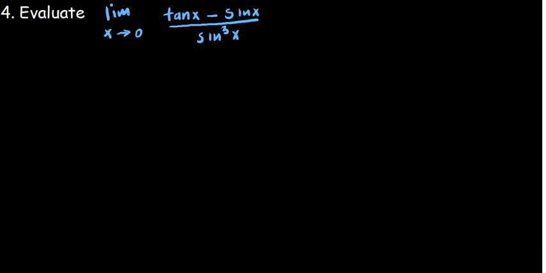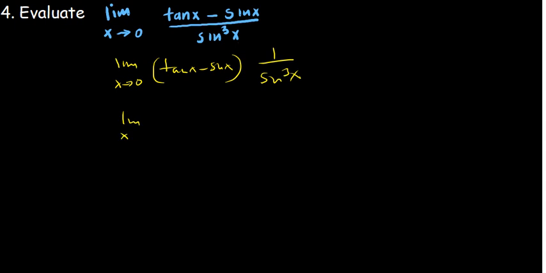Now we want to evaluate the limit as x approaches 0 of tan of x minus sine of x divided by sine cubed x. This is the same as the limit as x approaches 0 of tan of x minus sine of x, which I can now write as multiplied by 1 divided by sine cubed x. So this will give us a limit as x approaches 0. Tan can be written as sine of x divided by cosine of x, minus sine of x, and then multiplied by 1 over sine cubed x.